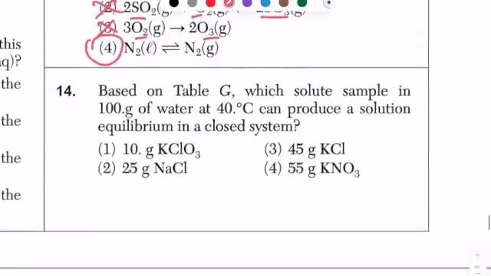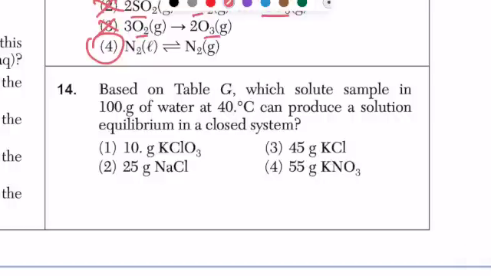So based on table G, which solute sample in 100 grams of water at 40 degrees Celsius can produce a solution equilibrium in a closed container? So just one quick thing that I wanted to mention here. A solution equilibrium is when we make a saturated solution. So go ahead and use your table G to figure out which one is going to be a saturated solution, and that is going to be your answer.